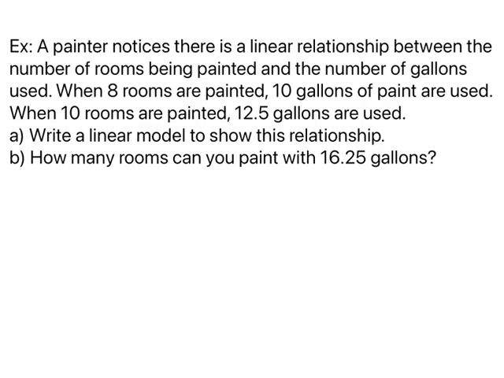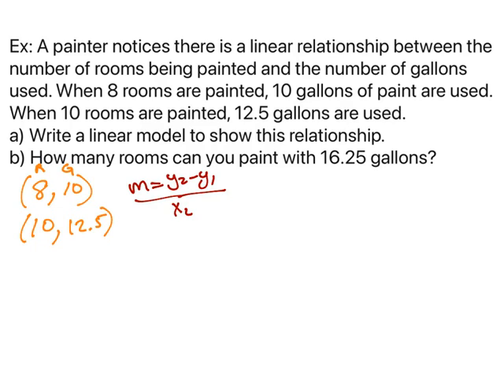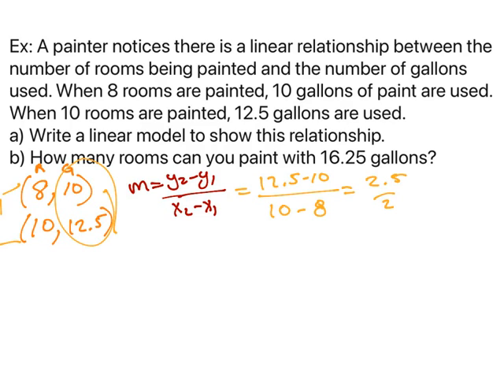So we would say, okay, we know that when 8 rooms are painted, 10 gallons are used, right? So we have rooms and gallons. And we know when 10 rooms, 12.5 gallons. So we can find our slope, right? Remember that slope is change in y over change in x. Okay, so let's plug in what we know. 12.5 minus 10 over 10 minus 8, right? Change in y over change in x. So 2.5 over 2, and my slope is 1.25.